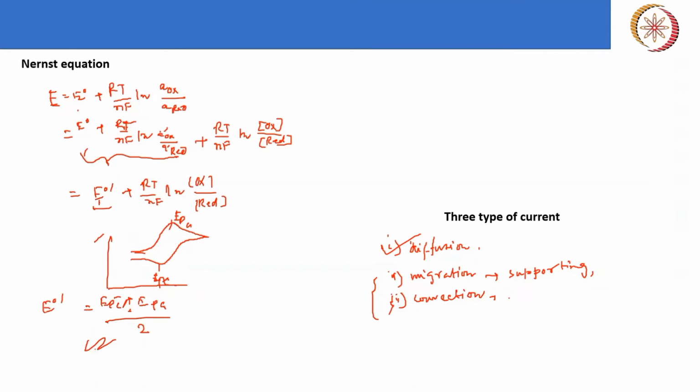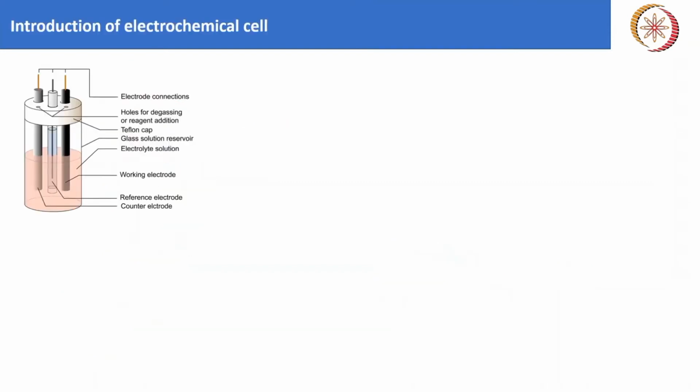So basically what I want to mention here is that whatever cyclic voltammogram we are measuring, it is a diffusion-controlled current you are measuring. So basically this is the standard kind of electrochemical cell, where you can see a glass container.